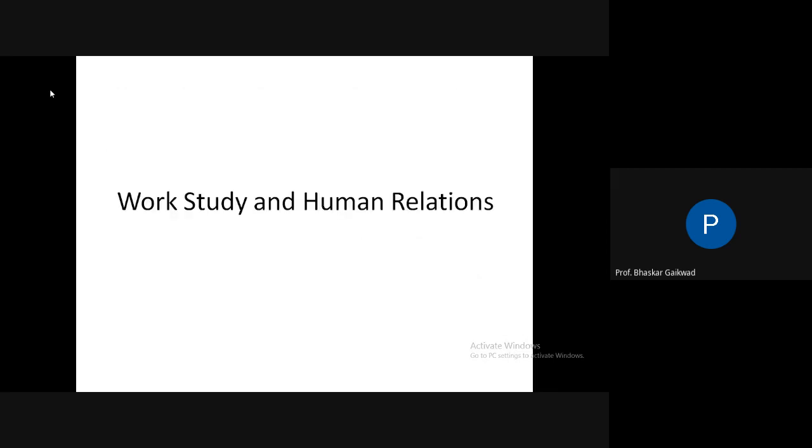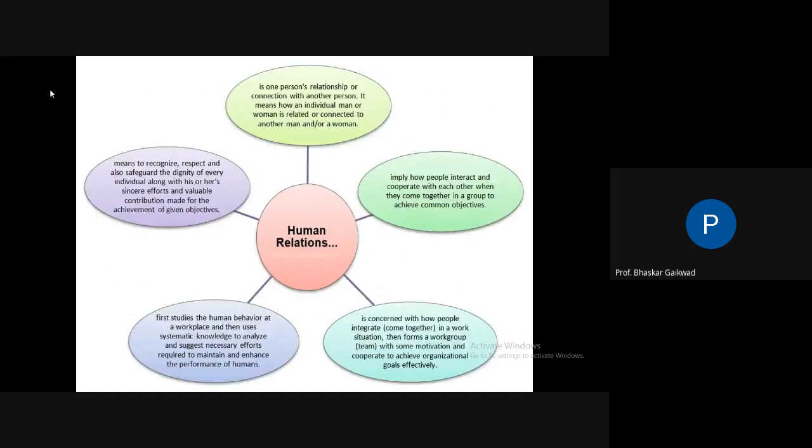Then the last part is work study and human relations. So here is one chart. This is the last part of our chapter. What actually are these human relations with work study? What are the benefits you will get if you read this step by step? How are work study and human relations very close to each other?